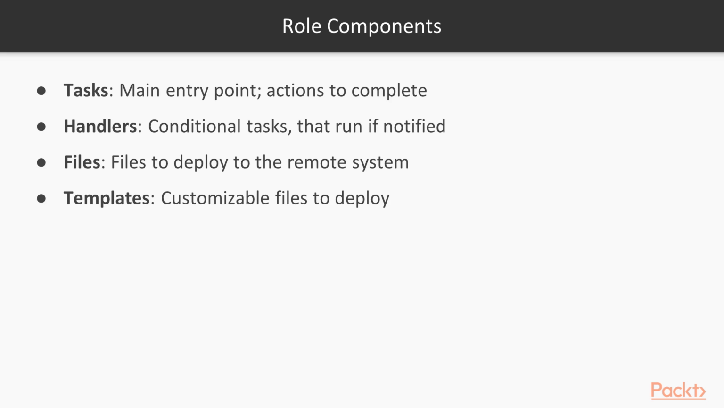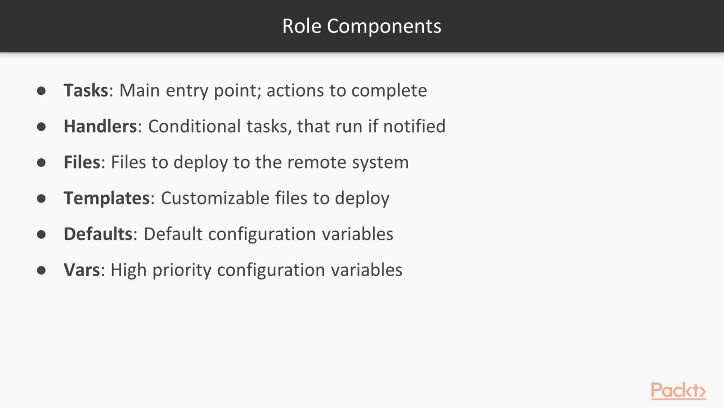We'll look at the template module in an upcoming video. The templates directory is used for those templates. There are also two directories we can use to store variables. Defaults are configuration variables that are lower priority, and vars are configuration variables that are higher priority. The only difference is that the ones in vars are more difficult to override from outside the role. It's much more common to just use defaults.